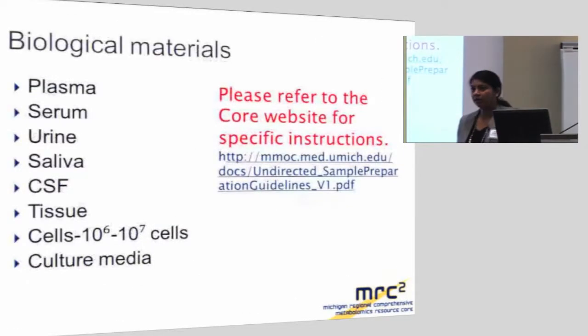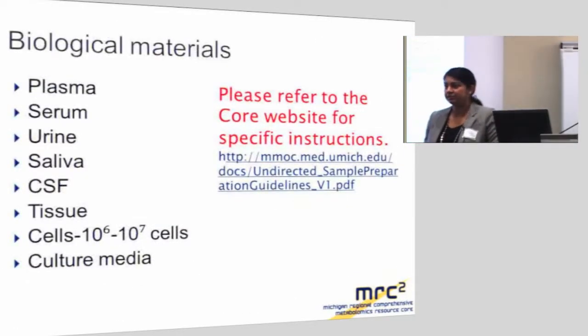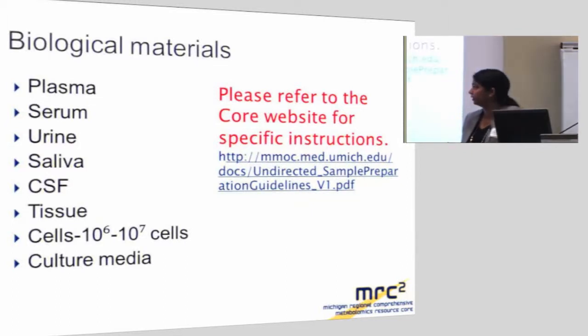So what are the biological materials we can test? We can test a wide range of things. We can test plasma, serum, whole blood, urine, saliva, CSF, tissue, a million or so cells. If you give it to us, we can test that. Culture media, as I talked about, to test the exometabolome. More specific instructions about how to collect these samples are present on the website. This is the link. It's present in all your slides.